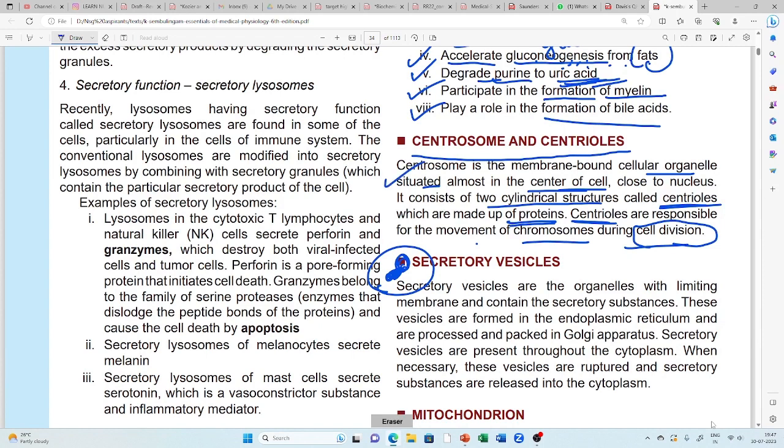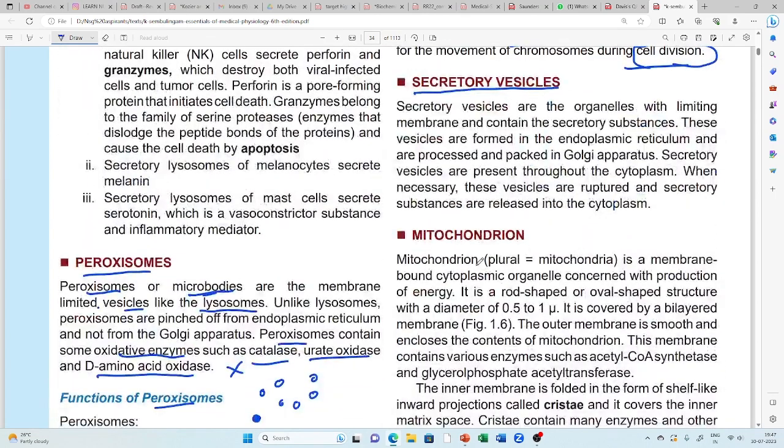Next one is secretory vesicle. Okay, next organelle is secretory vesicle. Secretory vesicles are the organelles with a limiting membrane that contain secretory substances. These vesicles are formed in the endoplasmic reticulum and transported to the Golgi apparatus. There it is processed and packaged, and it is found throughout the cytoplasm.